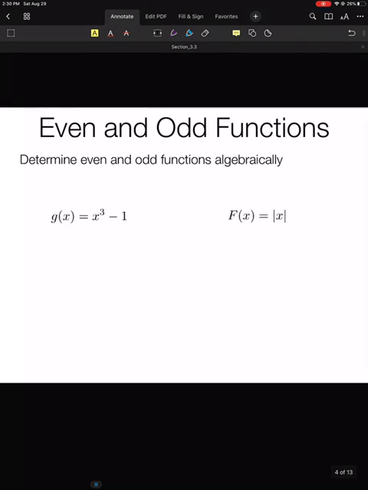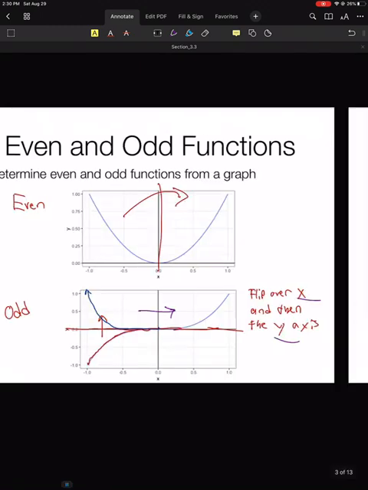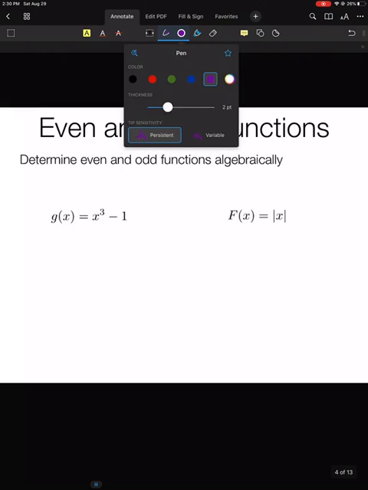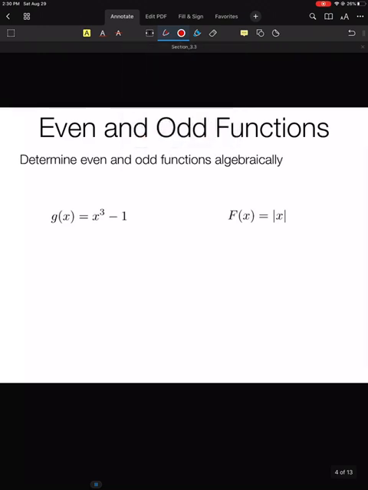Let's look at even and odd functions algebraically. Okay, this was the first part that I told you was important. Determine if a function is even or odd algebraically. So the first function that I want to look at is over here, g of x, and it's x cubed minus 1.